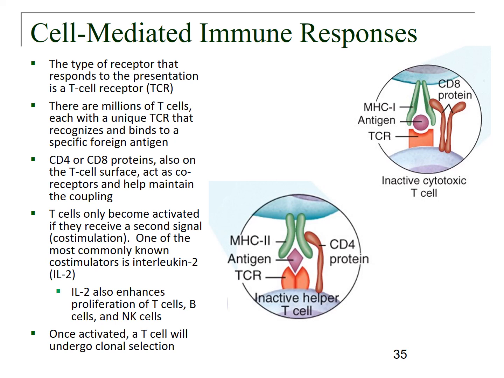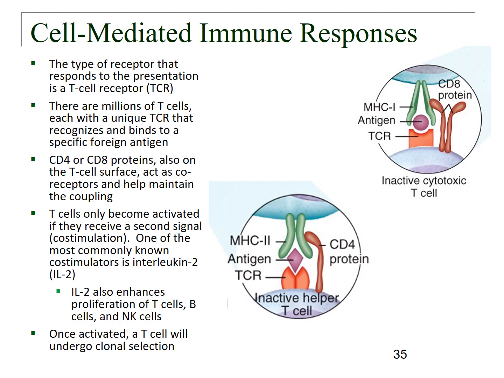T cells also require an additional molecule for stimulation. That's not pictured here, but these are called co-stimulators, and one of the most commonly known co-stimulators is interleukin-2. What interleukin-2 does is not only activate your helper T cells, but it will also enhance the cell division, the proliferation, of T cells, of B cells, and of natural killer cells.